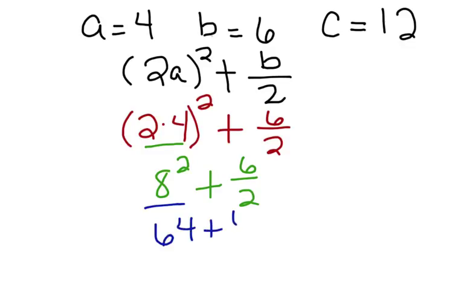Plus, bring everything else down, 6 divided by 2. Now we have addition and division, so I'm going to go to division next, which is 6 divided by 2. So that's going to be 64 plus 3. So my answer is 67.